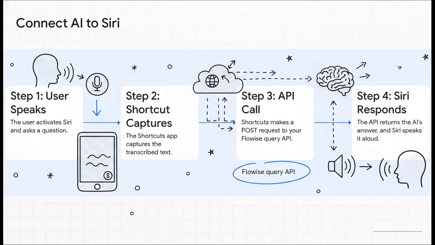So how would this work with something like Siri? It's actually incredibly slick. A user speaks a question to Siri. The Shortcuts app on their iPhone or iPad just grabs the transcribed text of what they said. Then it makes a totally standard API call to your AI's endpoint, sending that text along. Your AI brain does its thing, sends back the answer as text, and Siri just speaks it out loud. The possibilities here are just huge. Think about custom, hands-free assistance for any task you can imagine.